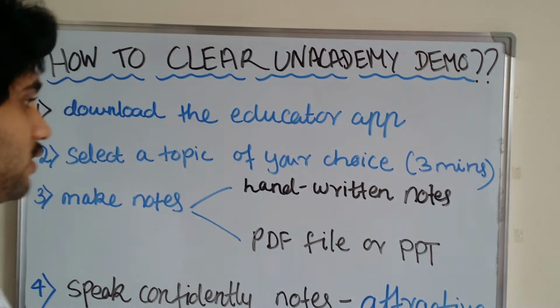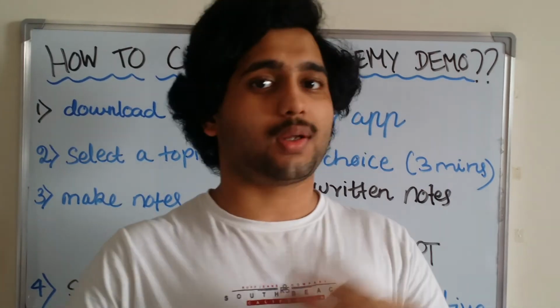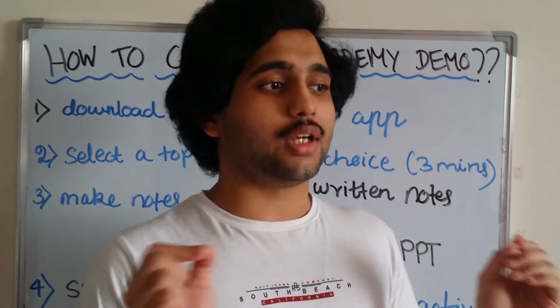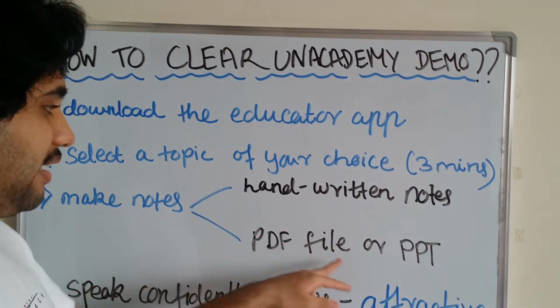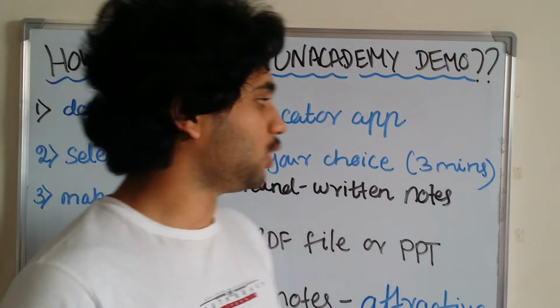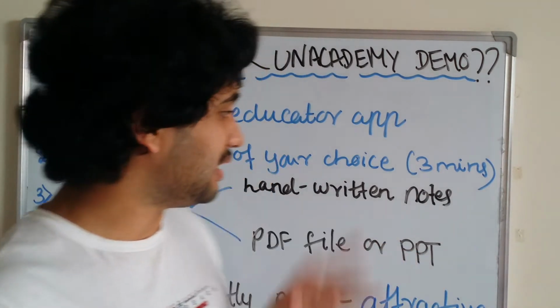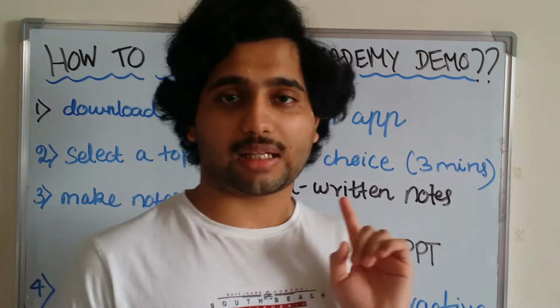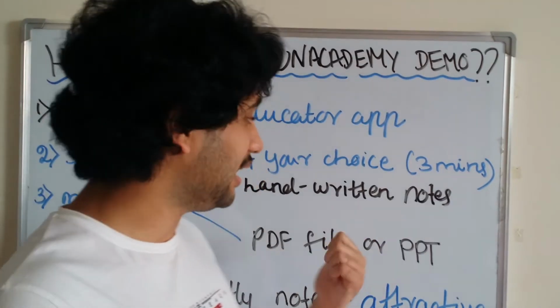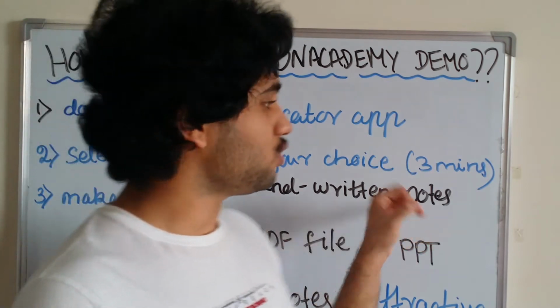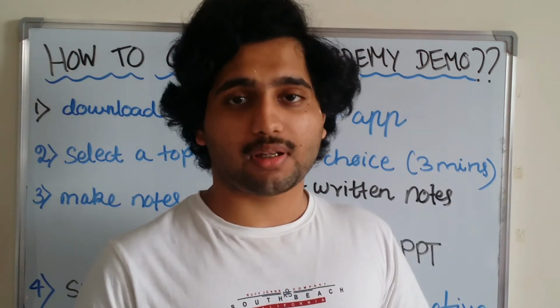Next is make notes. Yes, you have to make notes. Okay, you cannot just go and speak blindly. You need to make notes. Now those notes can be of handwritten type or they can be a PDF file or PPT. First one, coming to handwritten notes, please bear these points in mind. Whenever you are making handwritten notes, they should be scanned by CamScanner. If you are applying for Unacademy with handwritten notes, you should have the CamScanner app on your mobile phone.